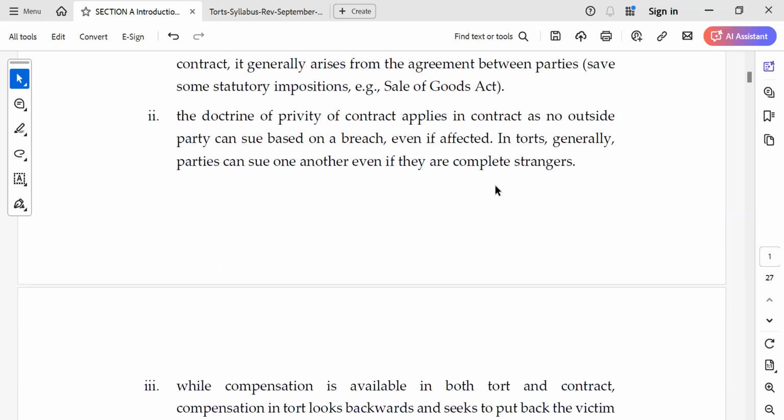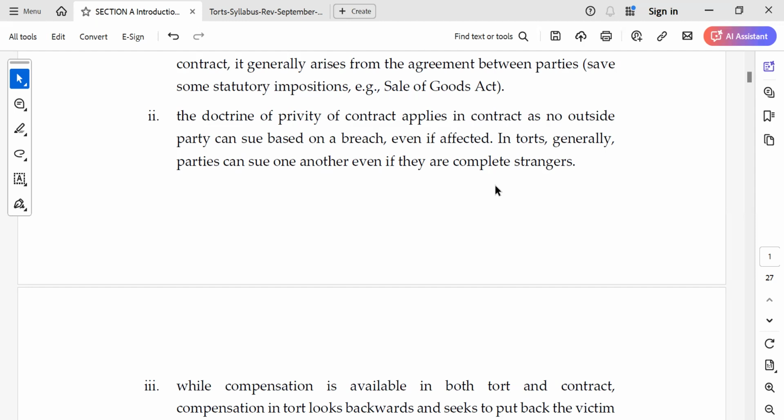The doctrine of privity of contract applies in contract as no outside party can sue based on a breach even if affected. In tort, generally parties can sue one another even if they are complete strangers. So in contract, what happens? You and I are in a contract. Now I will tell you who is there. Priyank and me. We both are under a contract. Now Hinal is a third party.